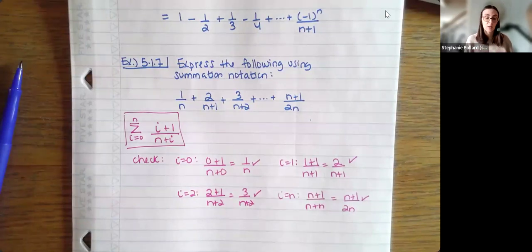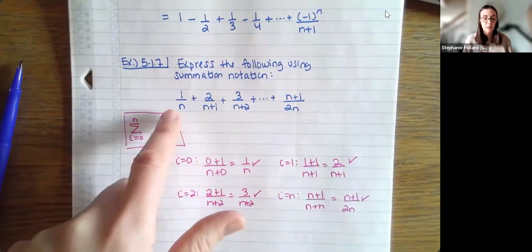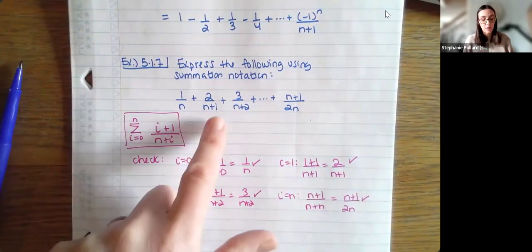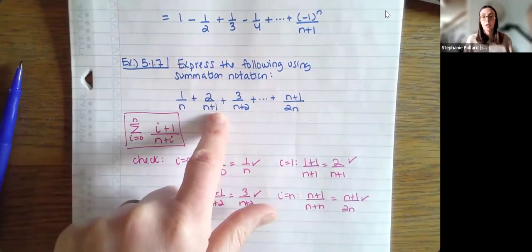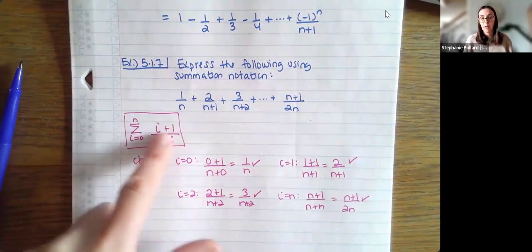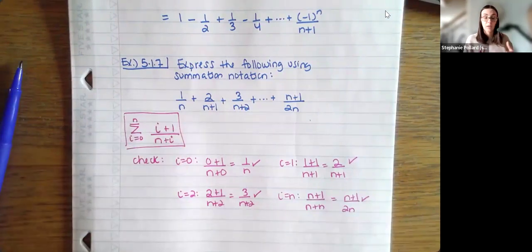So the things that I noticed is, one, the n remained in all of the cases. So that stayed fixed. And then I noticed that the numerator was always 1 bigger than what I was adding in the denominator. So that's why that plus 1 came in here. Again, there's different ways to do it too. So this is just one possible answer that you could have gotten.